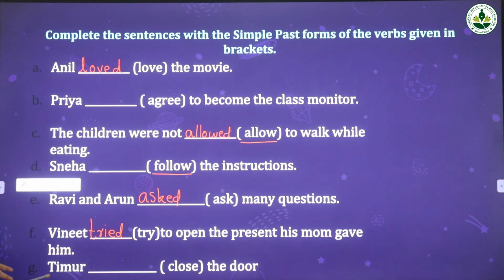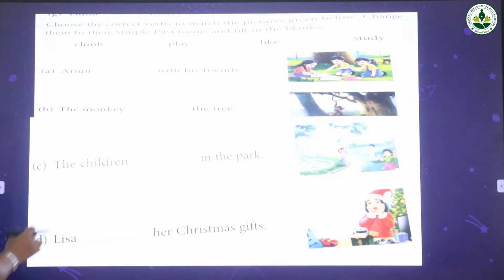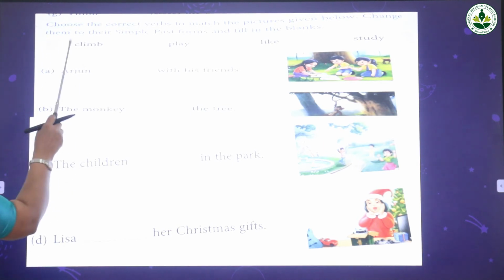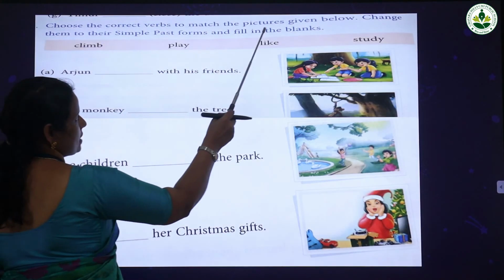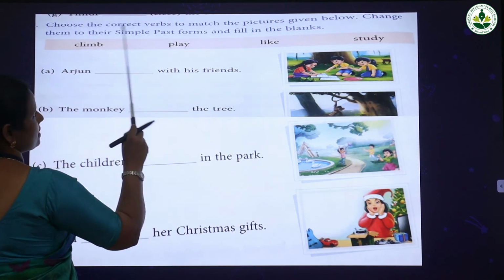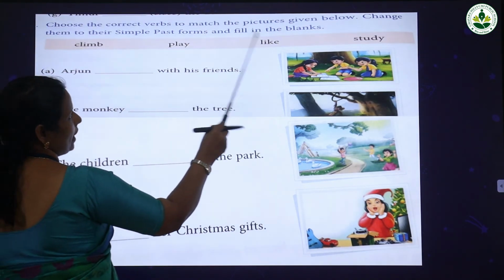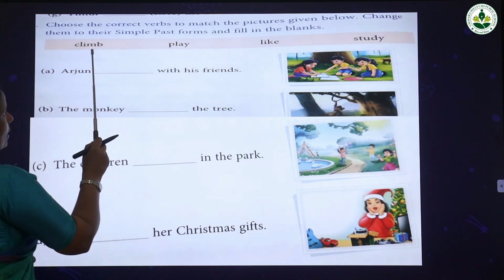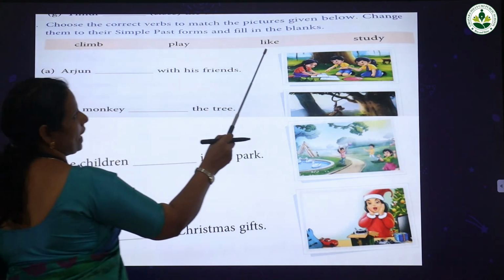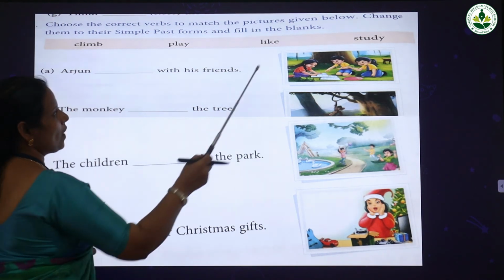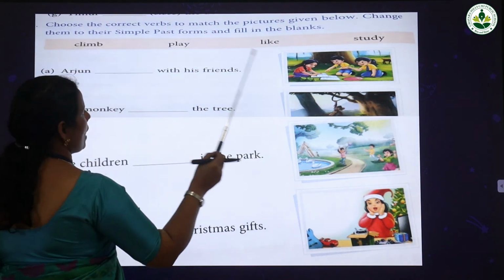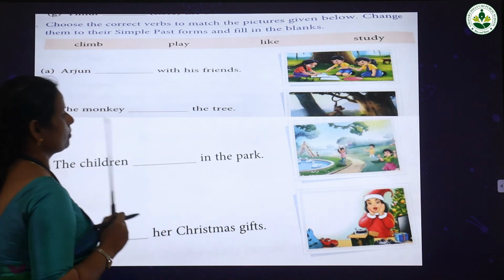Then the last one is Timur dash the door. The verb is close. So the rules we already know. According to that rule, you have to form the past form. Okay. Then the next exercise is choose the correct verbs to match the pictures given below and change them to their simple past forms and fill in the blanks. So the verbs are climb, play, like, study, and you watch the picture and you have to choose the correct verb from the bracket.